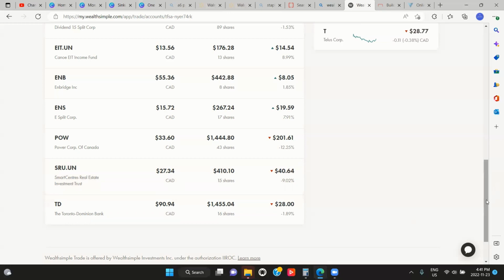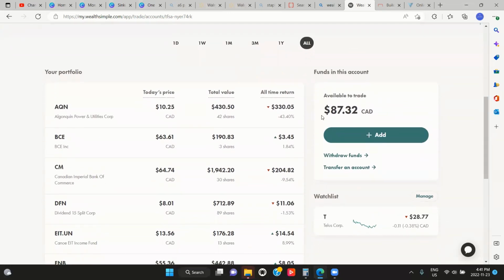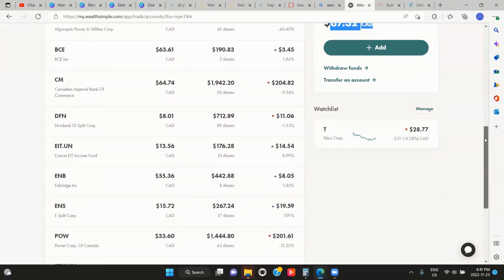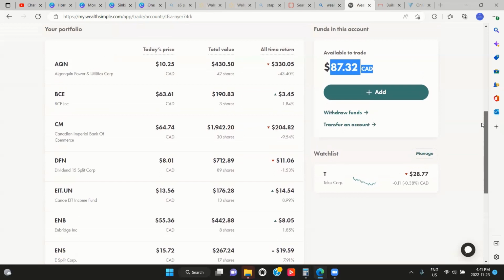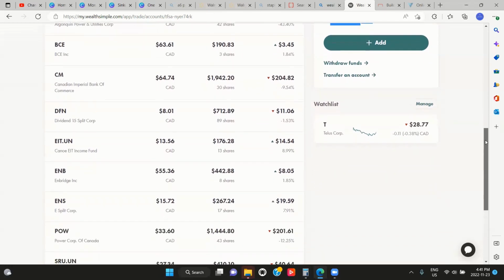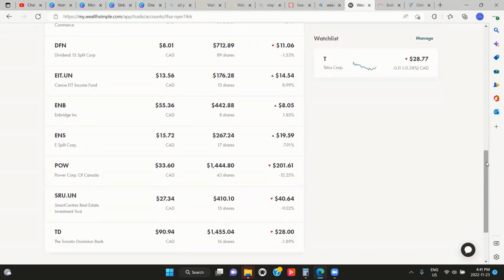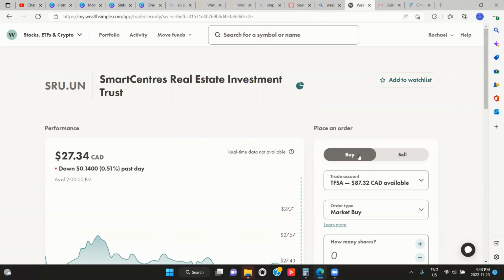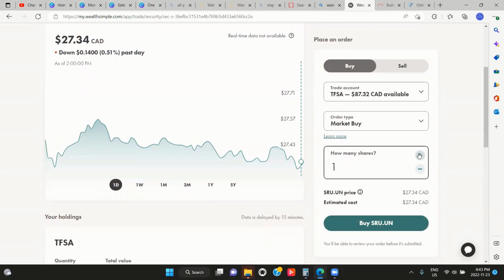So now going to the money that I have available to trade, it says $87.32. This money, I didn't put a dollar in here. This is just the dividend that has come in the past less than a month now. So I need to decide where I want to put this money. Usually I put it in the stock that is down the most. Let me buy this one. So it's already on buy and it's on TFSA. So I'll choose how many shares I want.